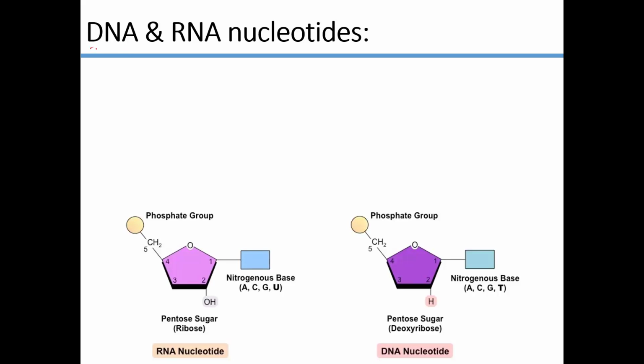So let's go ahead and check out our DNA and RNA nucleotides. Over here, you can see we have RNA, which has a different sugar, ribose. And over here we have our DNA, which is going to be our deoxyribose sugar. But you can still see that we still have our phosphate group right here and right here. And you can see that we still have our nitrogen bases.